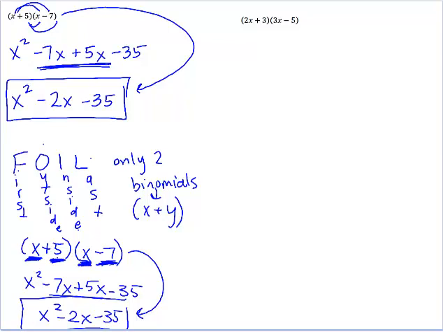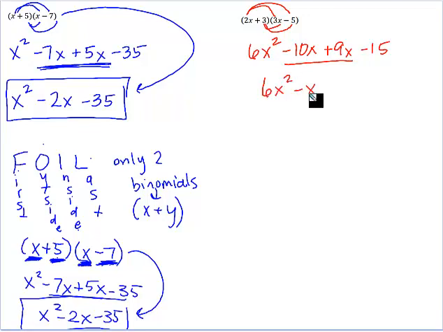Let's do the distributive method. So I have to take 2x times 3x, which would be 6x squared. 2x times minus 5, which is minus 10x. 3 times 3x, which is plus 9x. 3 times minus 5, which is minus 15. Negative 10x plus 9x are like terms, so 6x squared minus x minus 15 is our simplified solution.